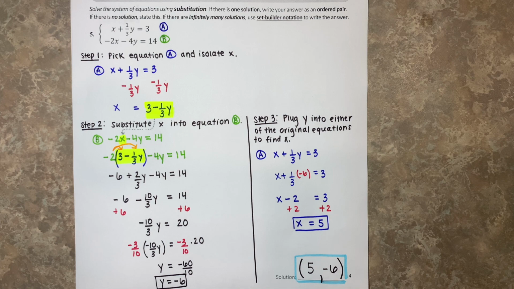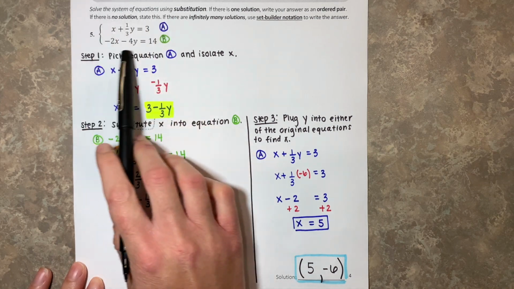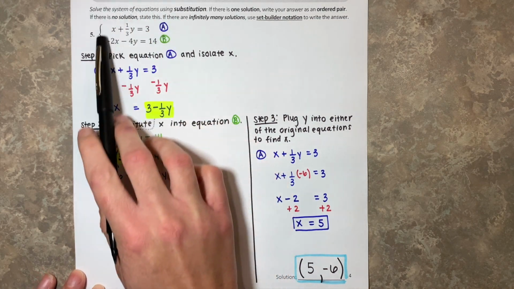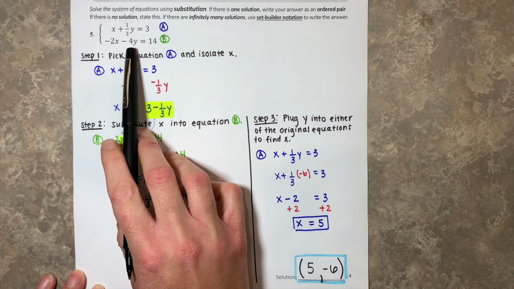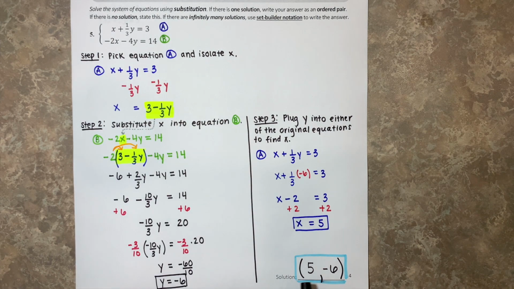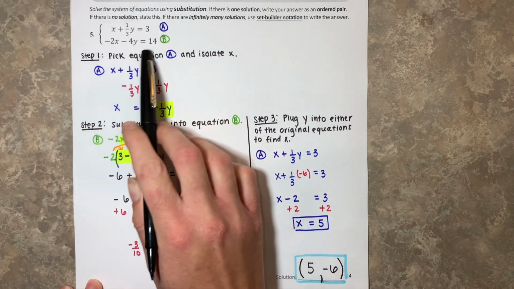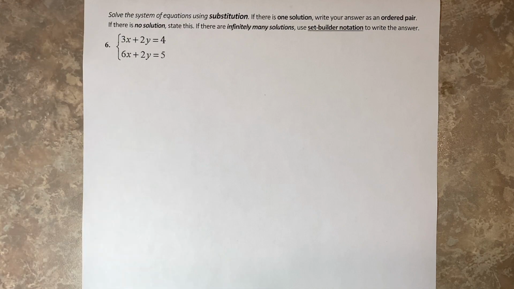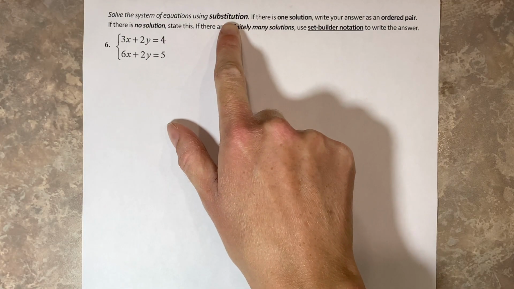Now, we could have also solved this system of equations by graphing. If we were to graph, we would find that these two lines intersect at the ordered pair 5, -6. Graphing and substitution are just two different ways to solve systems of equations. Let's take a look at another example where we're solving a system of equations using substitution.